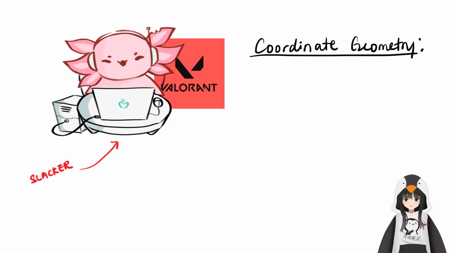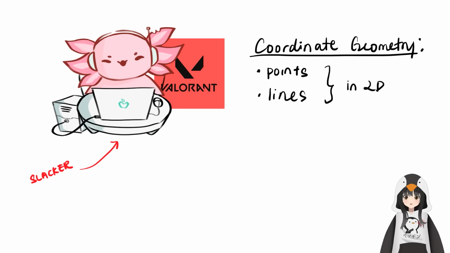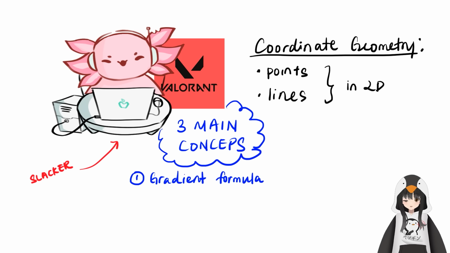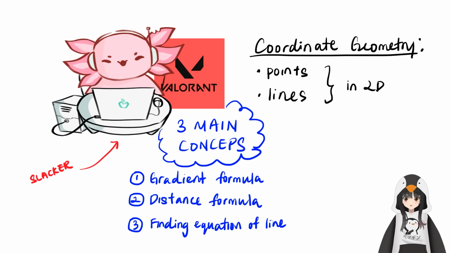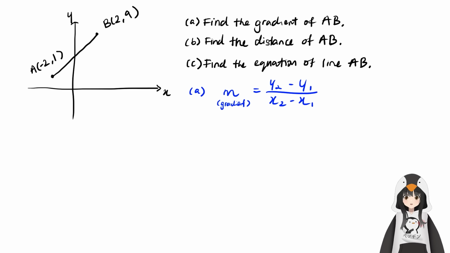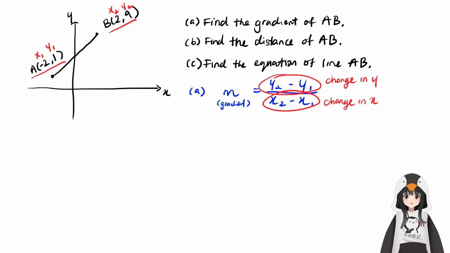So on this topic, we're going to be talking about points and lines in 2 dimensions. Let's look at the 3 main concepts for this question, which is the gradient formula, the distance formula, and finding the equation of a straight line. So in order to use the gradient formula, let's call this point x1 and y1, and this point x2 and y2. Since the gradient is the change in y over the change in x, all we need to do is to sub in the values, and we get the value of m equals 2.